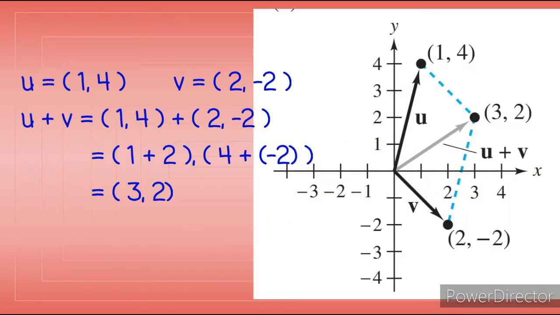Geometrically, the sum of two vectors in the plane is represented as the diagonal of a parallelogram having u and v as its adjacent sides, as shown in the figure.